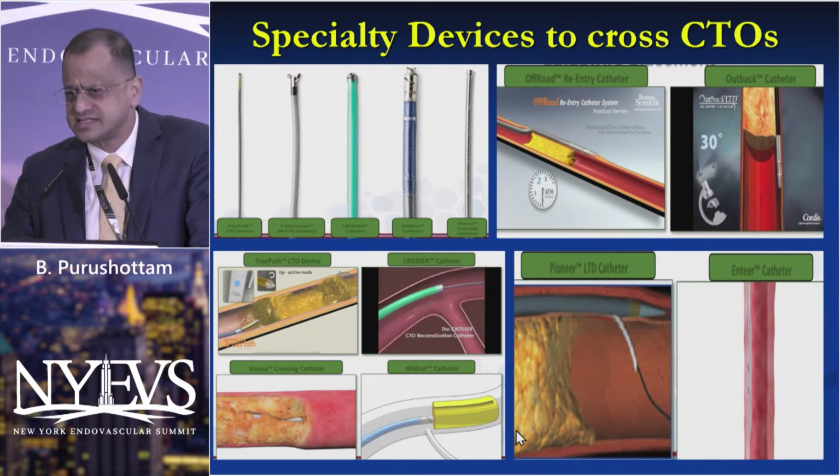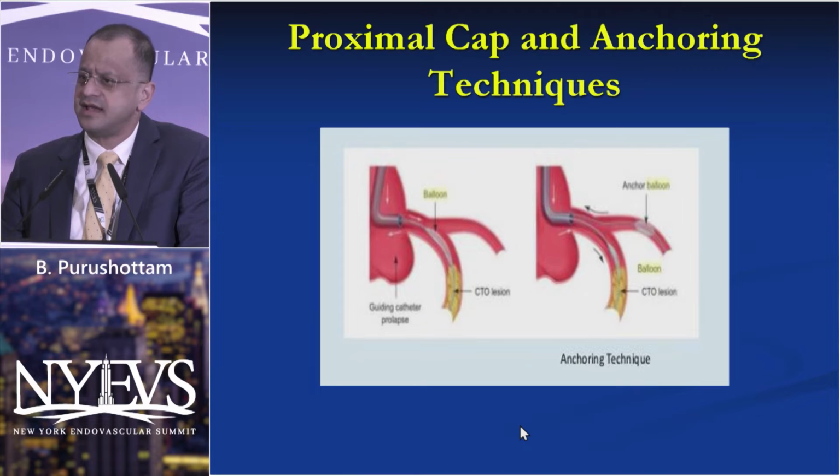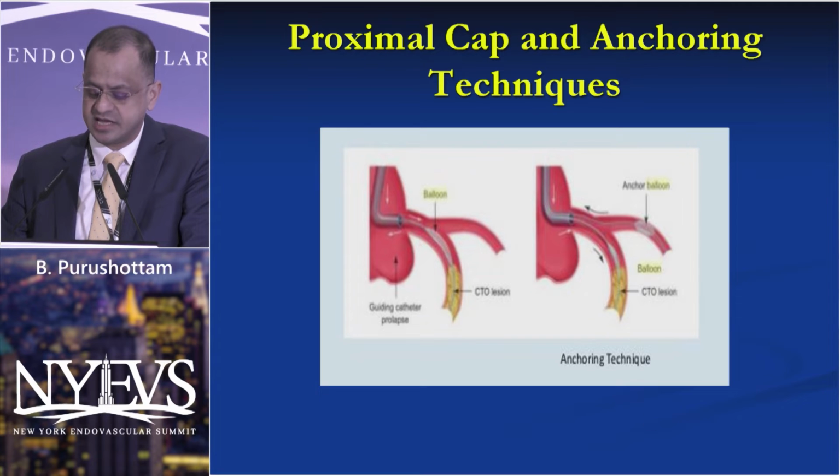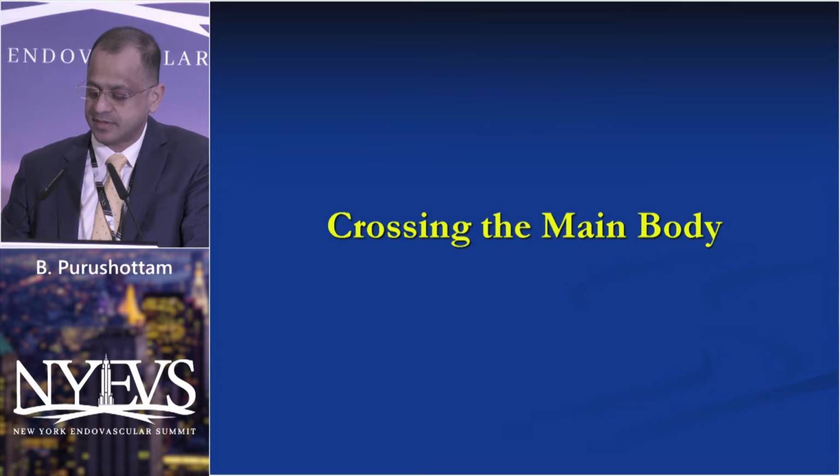There's a bunch of devices out there, but at the end of the day, I think you will get used to one device. And ideally, if you can do these without devices, it's good just because of cost issues. This is a technique where you can sometimes anchor a balloon in the profunda and try to pierce the proximal cap. And again, it's an adaptation from the coronary techniques. Here, you can put a buddy wire and then try to loosen the cap in a heavily calcified vessel.